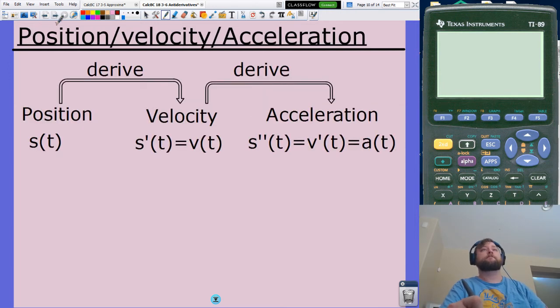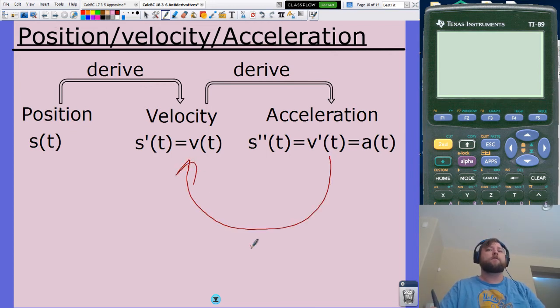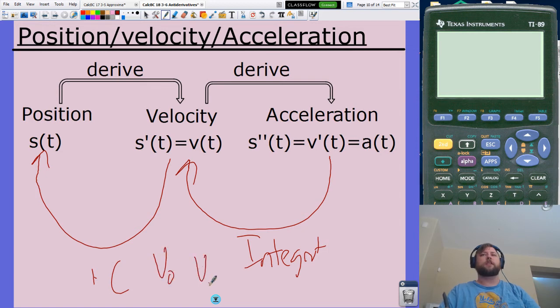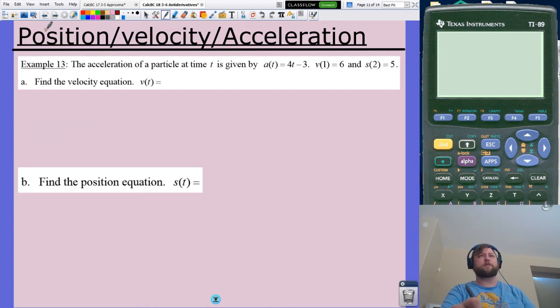Okay, and position, velocity, acceleration. When you differentiate position, you get velocity, then acceleration. I can go backwards when you integrate. The integral of acceleration is velocity, and the integral of velocity is position. But remember that plus c part, which ends up being your initial velocity or initial position, so s sub 0 or s of 0. That's what you have to think about sometimes. So just remember the plus c's.